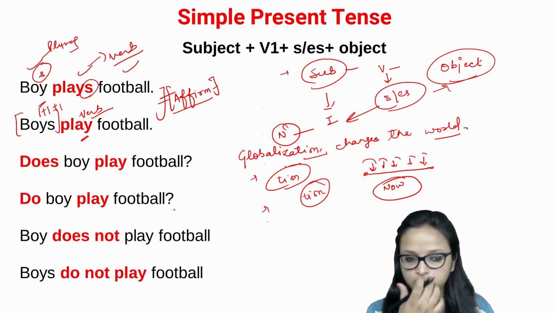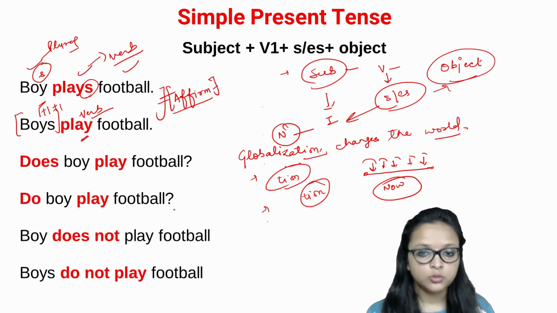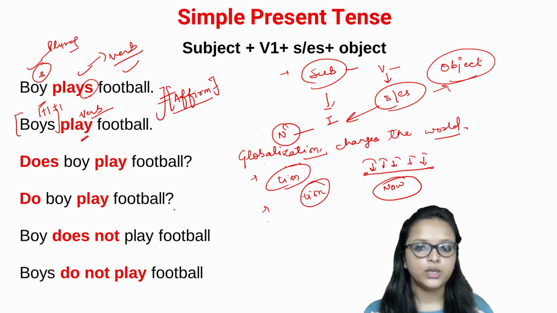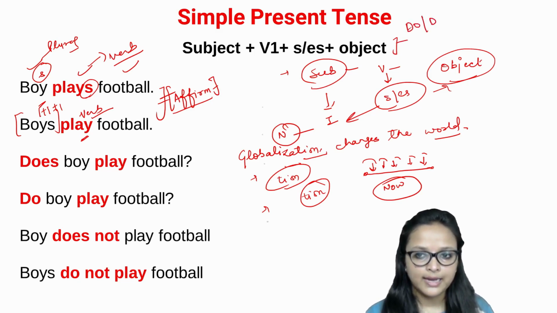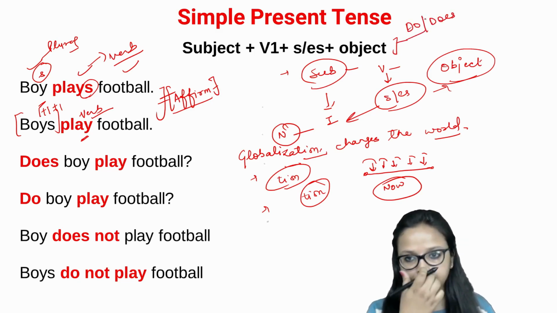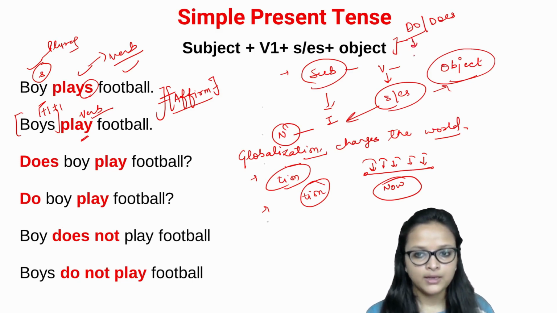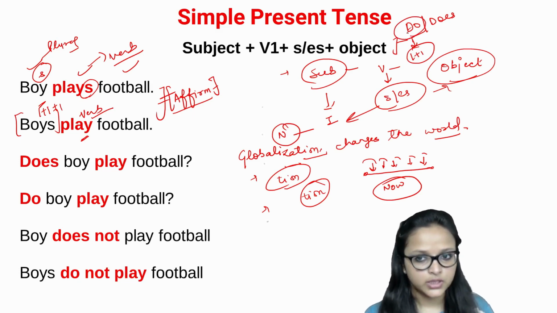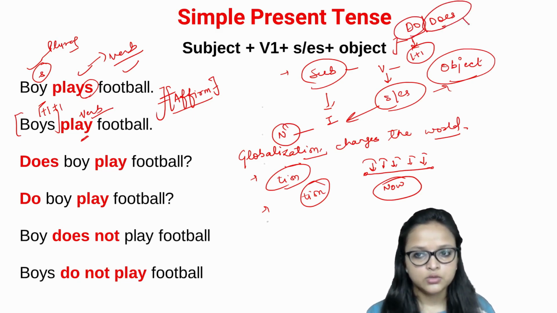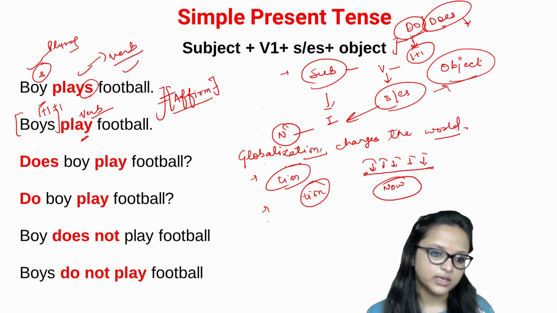But when you need to ask questions, you need to make interrogative sentences. What will you do? So in simple present tense, there are two helping verbs to be used, do and does. Okay, so do is used when you have more than one subject. They, we, boys, girls. So do is used when there are more than one subject. Then does is used when there is only one subject.